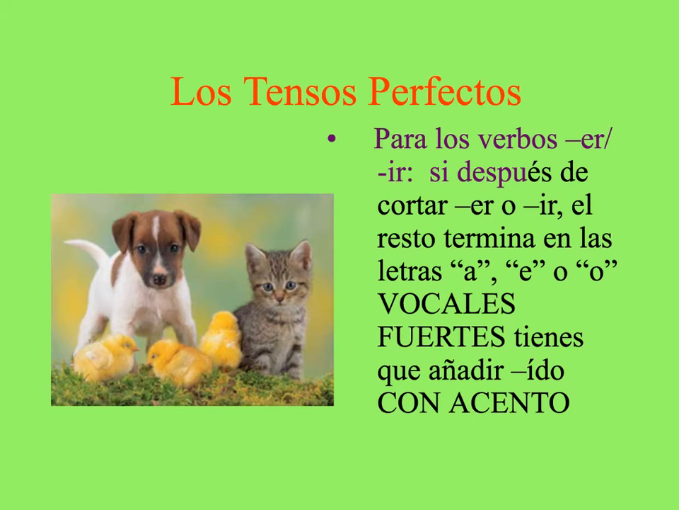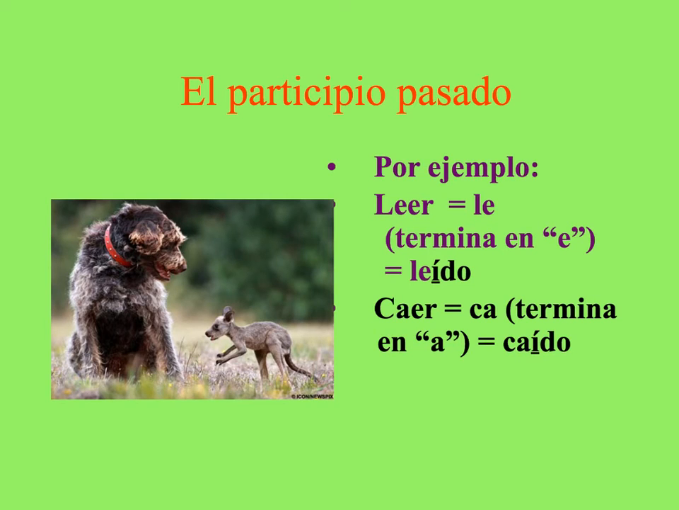ER and IR verbs, there's something a little bit special. If after you cut off the ER, the IR, right, what you have left, the part you have left, ends in an A, an E, or an O, these are, remember, what we call strong vowels, then you will have to add ido, but with an accent over the I. Here's an example. Leer, I cut off my ER. What's left, right, LE, ends in an E. E is a strong vowel, so when I add ido, I make sure it has an accent over that. Same thing happens with caído, right? Because A is a strong vowel.